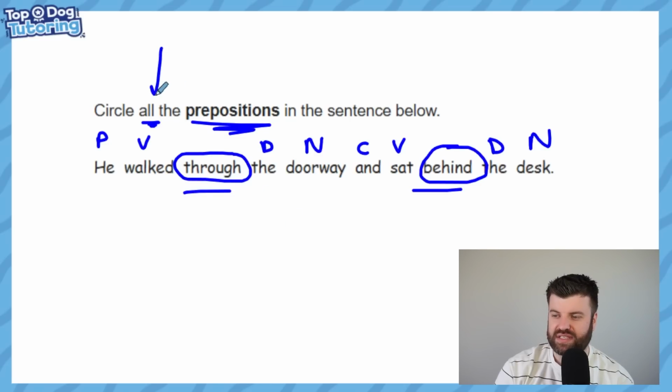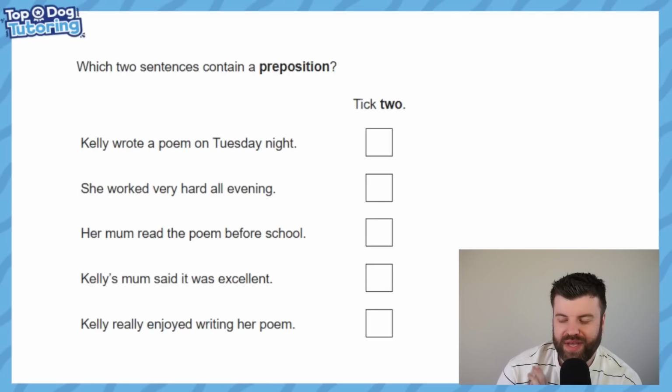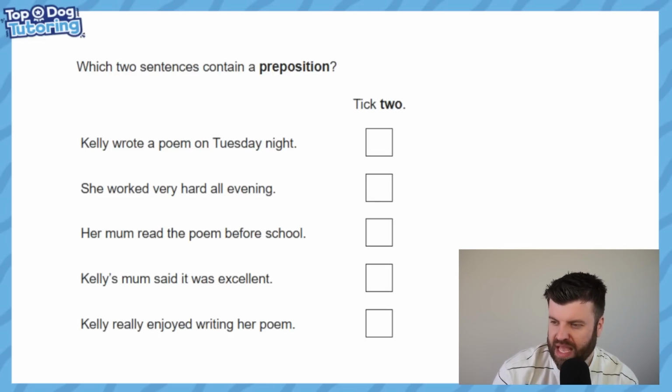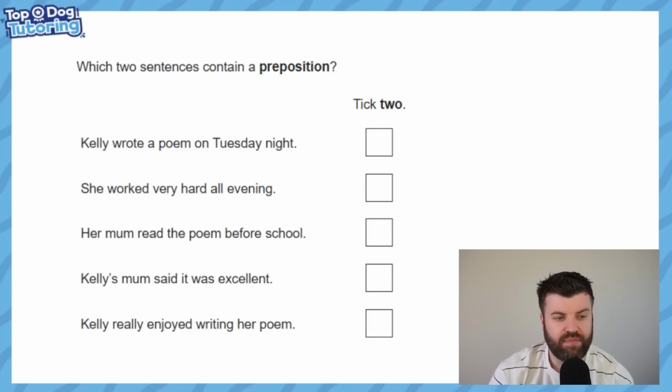And when the question says circle all, it's important to check every single word. That's for sure. We can also get questions like this where we still have to tick, but it's slightly different to the one we saw earlier where we had one sentence and just had to tick the words. We've got multiple sentences here, so we're going to have to read through a lot more to get the mark. Which 2 sentences contain a preposition?